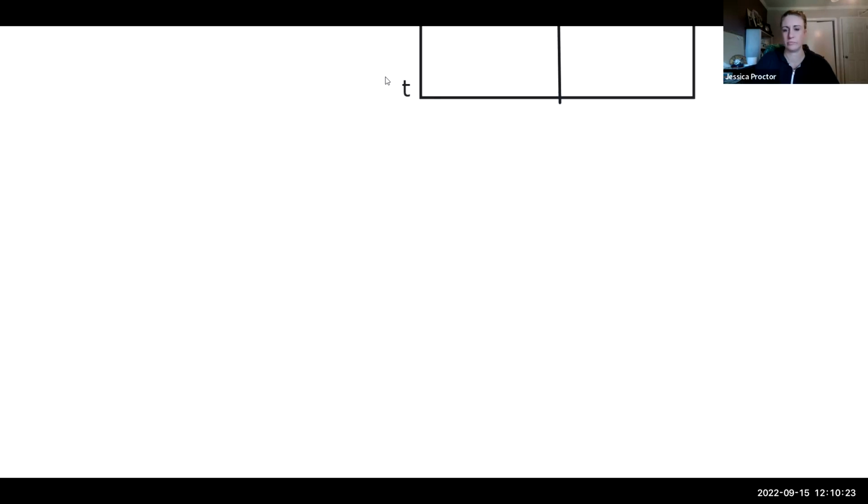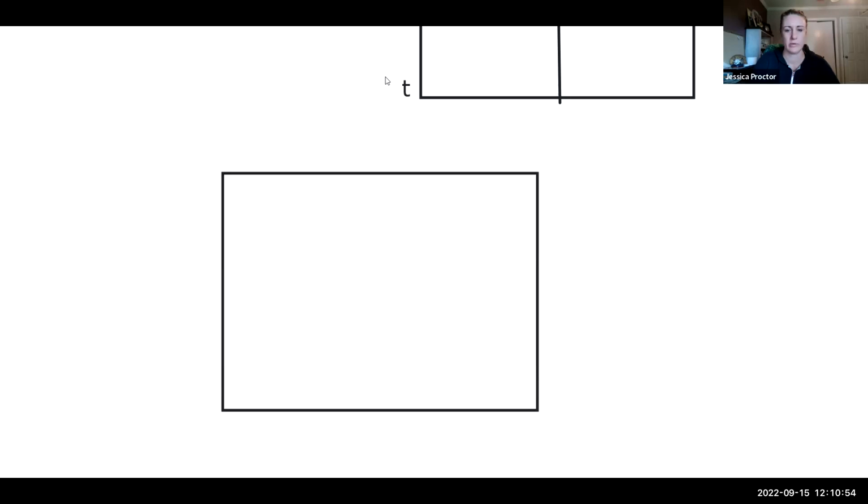Oops. All right, guys, the whiteboard is going all over the place. Let's just draw it in. Okay. All right, so we're going to draw our Punnett square here.